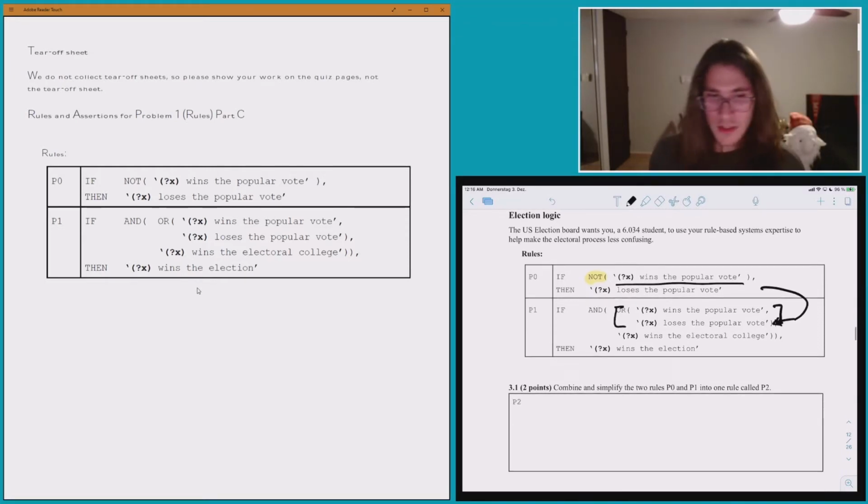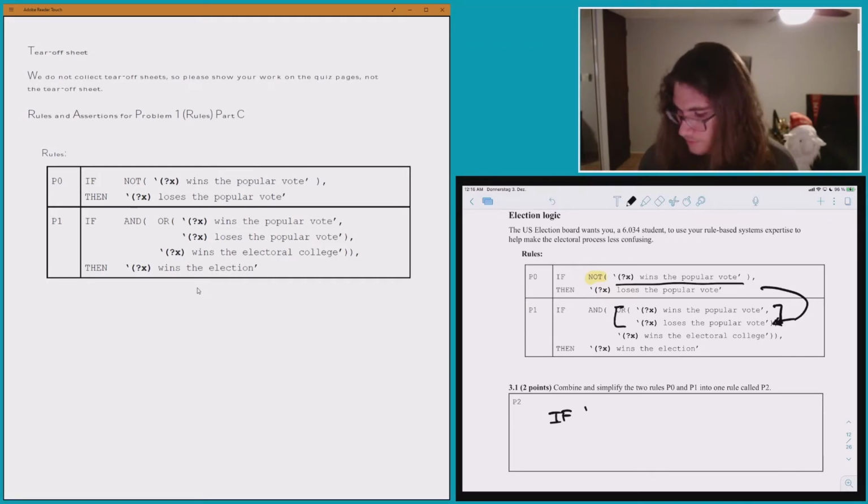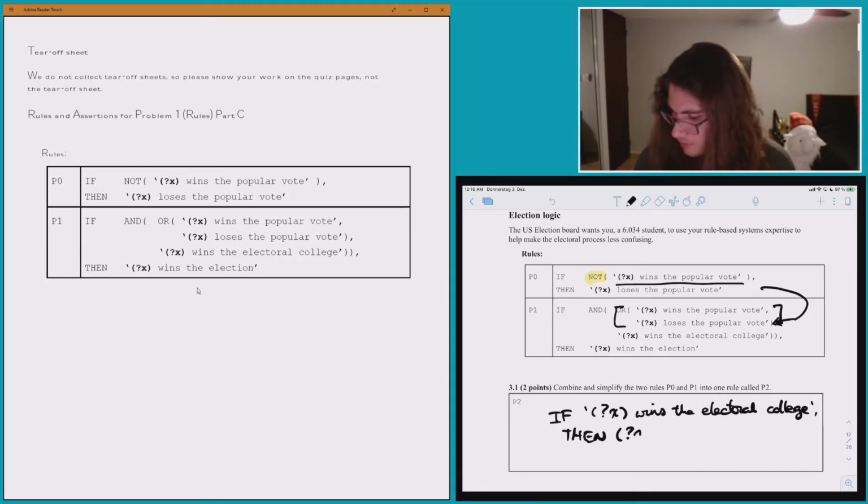So I'm going to condense it in the following way. If X wins the electoral college, then X wins the election.